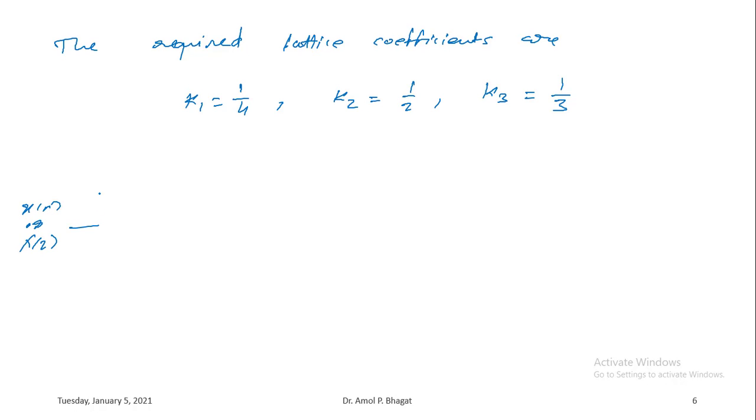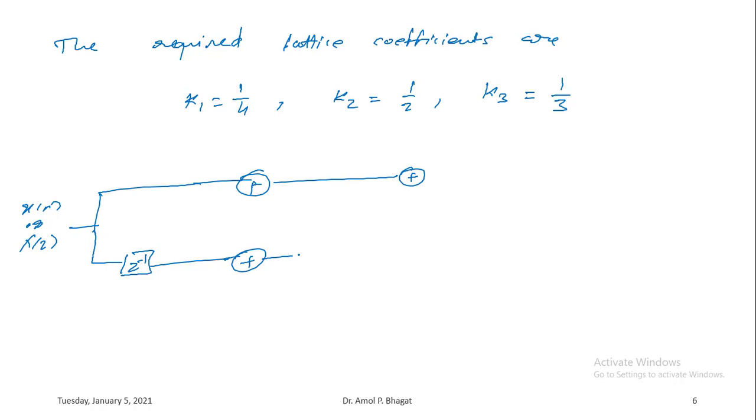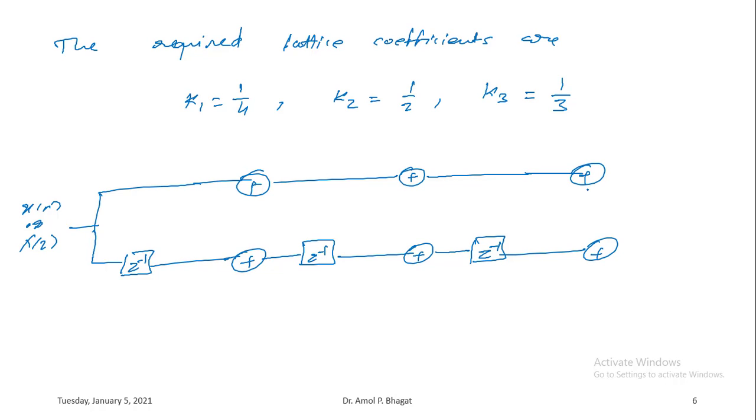Okay, and if you want to realize this lattice structure, then the input x of n or x of z will be there. Then adder, delay element, again an adder, again adder, delay element, adder. Three stages you have to draw here, right? Z inverse, adder. Here it is the output y of n or capital Y of z. Here you can indicate g3 of n, or you can leave it as it is.